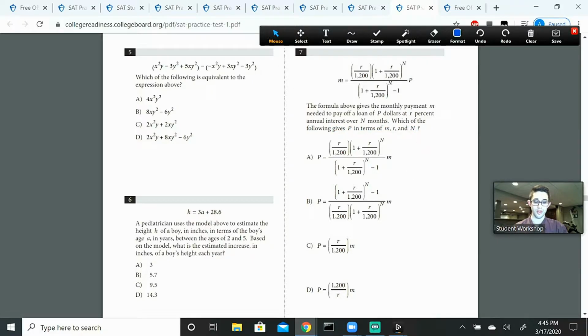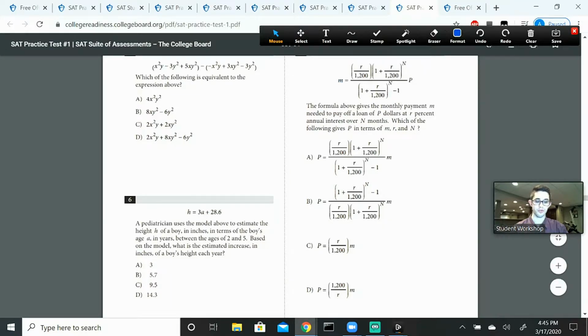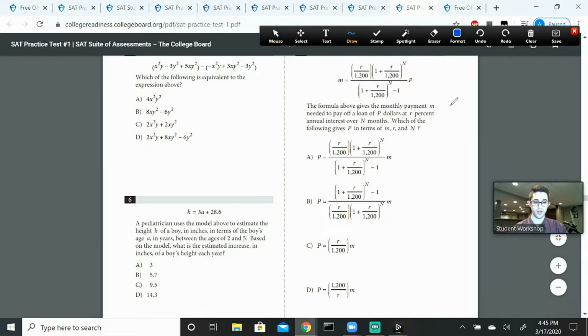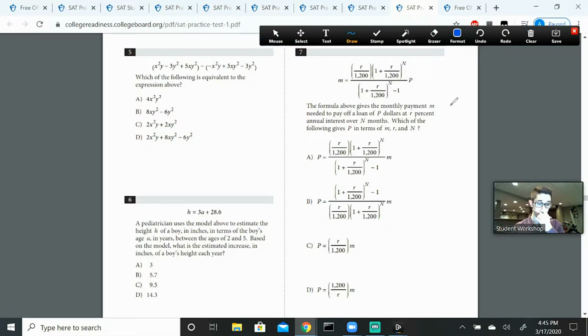And if you're not sure what that means, you can take a look at some of the answers and maybe get an idea. The original equation has M equals the rest of this scary looking stuff, and all the answers have P equals. So essentially all we're trying to do is isolate P in this equation, and in order to do that, we can do some algebra.